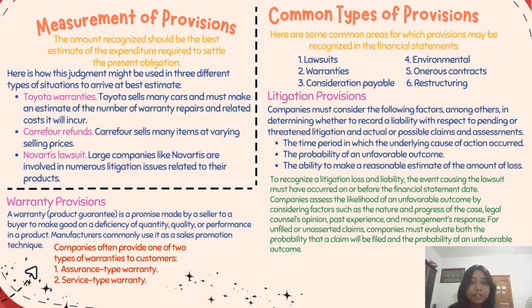Okay, for the next, we will talk about measurement of provision. It's still a part of provisions. The amount recognized should be the best estimate of the expenditure required to settle the present obligation. So here is how this judgment might be used in three different types of situations to arrive at the best estimate. The first one is Toyota warranties. Toyota sells many cars and must make an estimate of the number of warranties, repairs, and related costs it will incur.